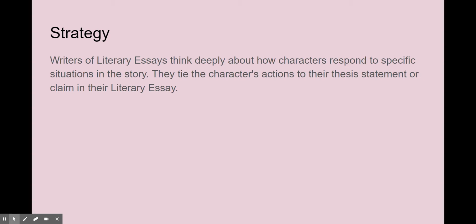Writers of literary essays think deeply about how characters respond to specific situations in the story. They tie the character's actions to their thesis statement or claim in their literary essay. So we're going to be reading our story and thinking specifically about what our characters do.